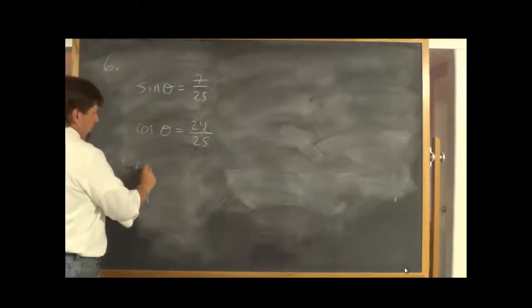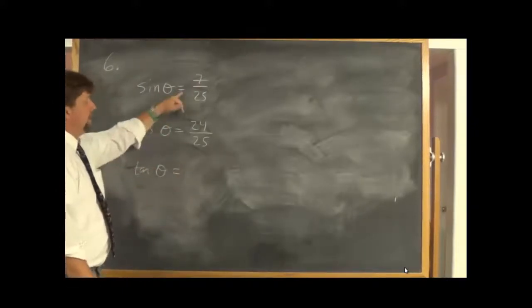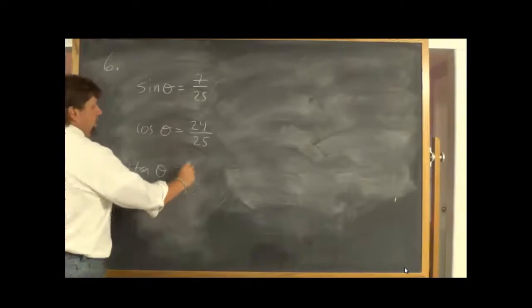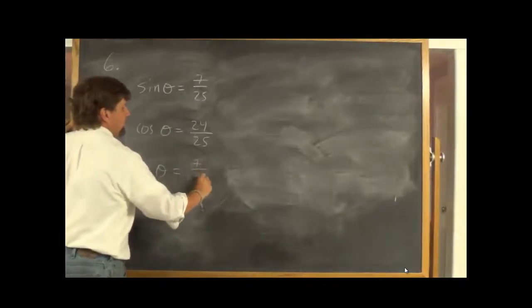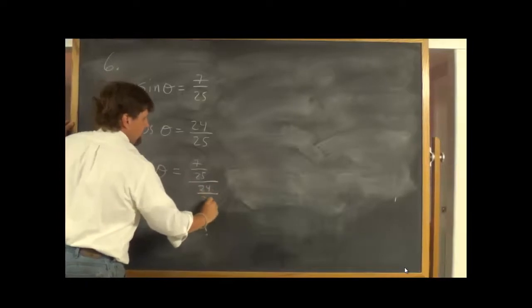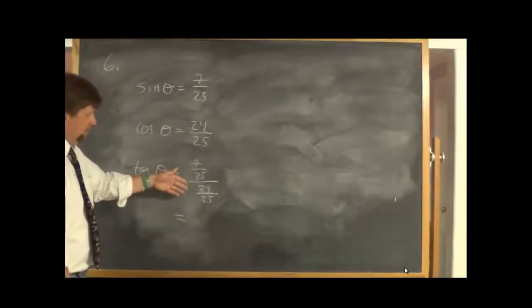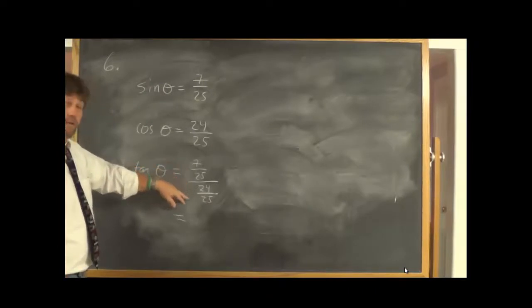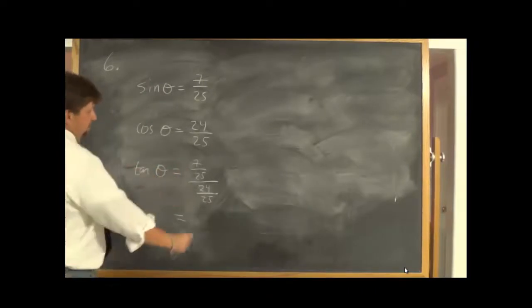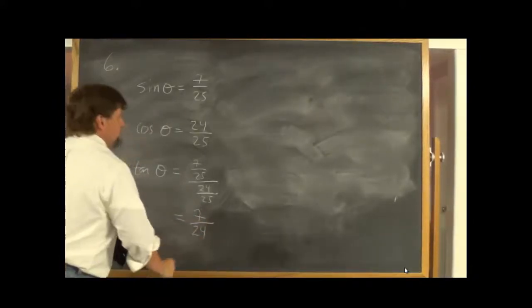So to finish this problem off, to get the remaining 4 trig function values of theta, please remember that tangent is nothing more than sine over cosine. So that's 7/25 over 24/25, which you should reduce down. I mean, that looks horrible. So 7/25 over 24/25 will reduce down to 7 over 24.